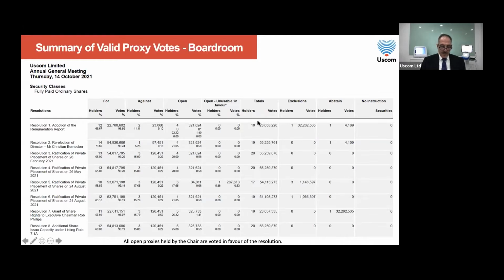Okay, we'll move on. Resolution 5 is as follows: that for the purposes of ASX Listing Rule 7.4 and for all other purposes, the issue of 568,966 shares at an issue price of 15 cents per share on the 24th of August 2021 to the people identified and on the terms described in the explanatory statement, which forms part of this notice of meeting, be approved.